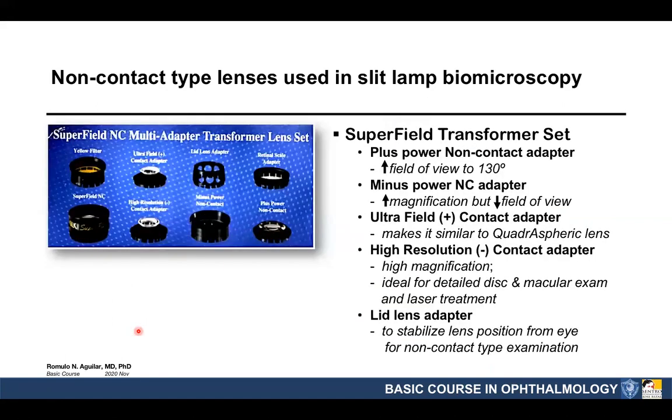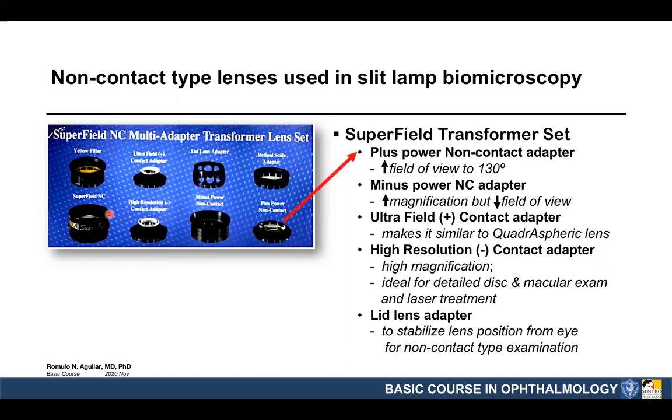I just like to bring to your attention the Superfield NC multi-adapter transformer lens set. I'm not sure if it's available again in the market, but I know that the manufacturers have discontinued it. But just in case you stumble upon it, then I would highly recommend that you invest in this transformer lens set. Why is it called transformer lens set? Because the basic Superfield NC lens can be transformed to different lenses with the clip-ons.